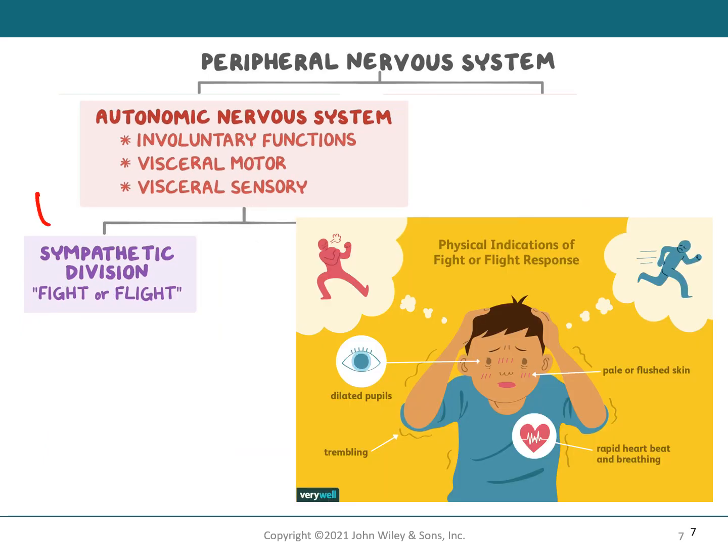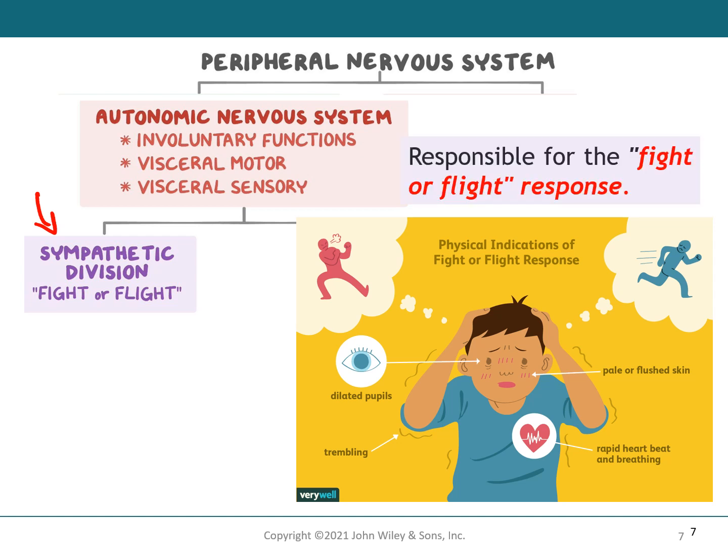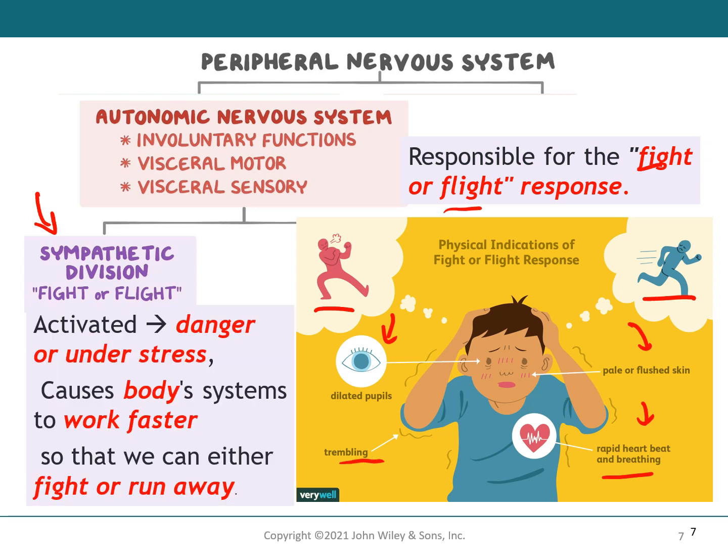I also told you that the sympathetic division is responsible for the fight or flight response. So if you're going to fight or you're going to run away, you are going to have many changes in your body that include, for example, your pupils will dilate, you are going to flush, or your skin will turn pale. You are definitely going to have a change in your heartbeat and breathing, and you can even start trembling. In other words, when this system is activated, it's because you're in danger or under stress and your body starts working faster. So you can either fight or you can run away.